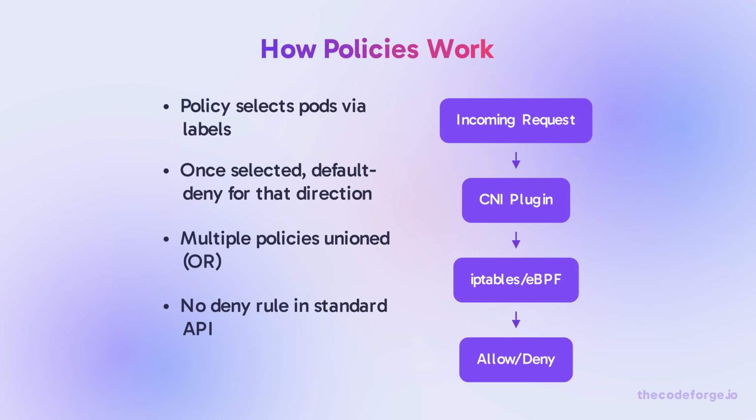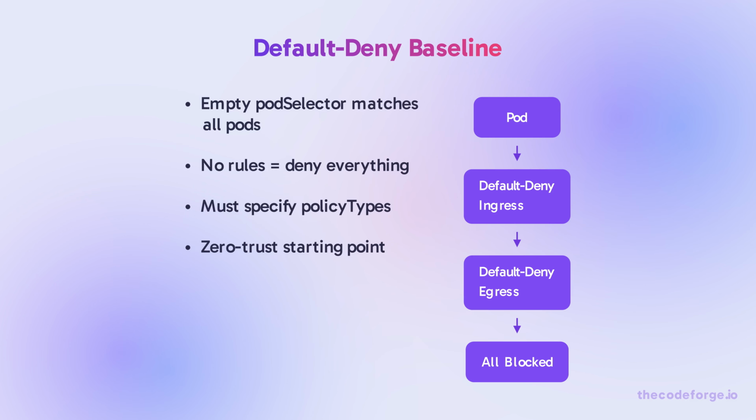The API server stores network policies but never enforces them. Enforcement lives entirely in your CNI plugin. If no policy selects a pod, all traffic is allowed. Once any policy selects it, all unpermitted traffic is denied. A default deny baseline is the foundation.